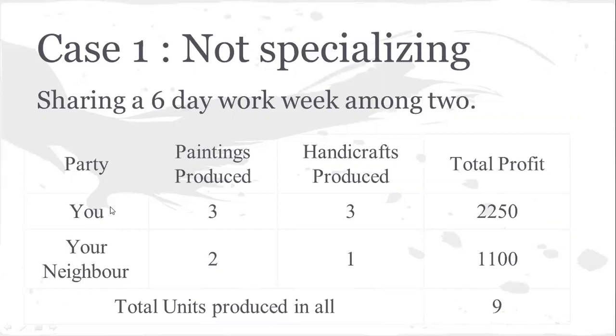Okay, now in both cases, both of you are producing both. You are getting the paintings and the handicrafts, and the neighbor also is getting the paintings and the handicrafts. So it is a situation where nobody is specialized in anything. Both of them are working on both the products or the services.